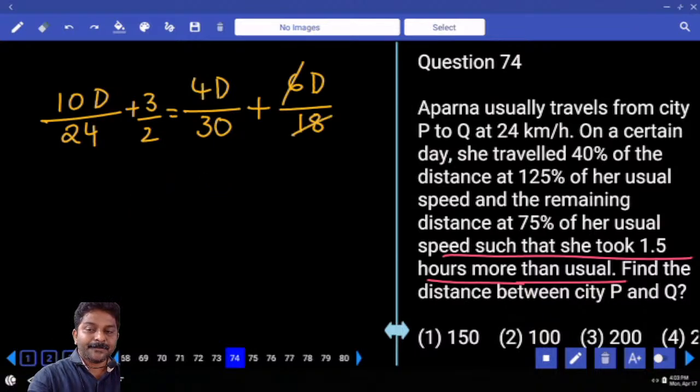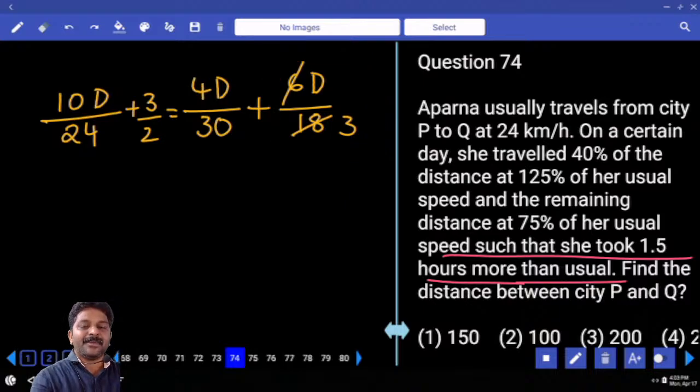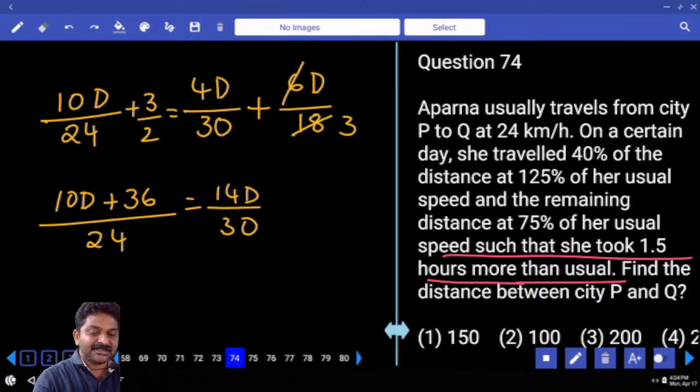6 how many times? Come on. So 6D by 18, D by 3, I'll treat it as 10D by 30, because the other denominator is 30. Yes. 10D by 30 plus 4D by 30, 14D by 30. Next, left hand side. 10D by 24, take the denominator common, 36. 6, 4 times. 6, 5 times. No more simplifications.